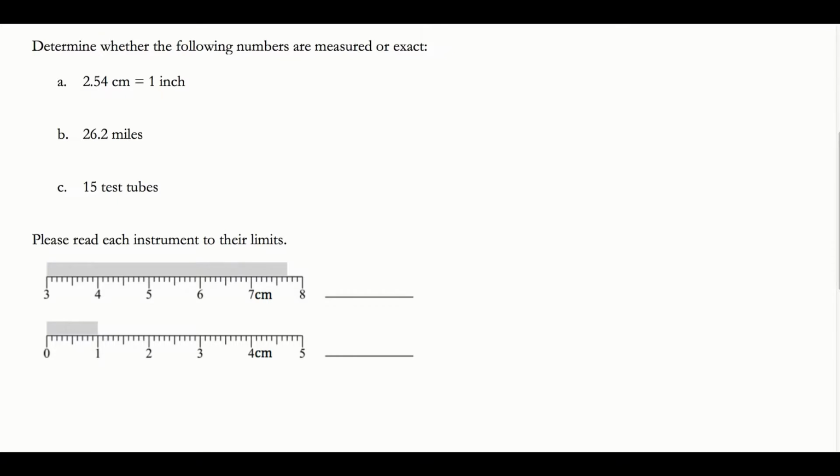So here I tell you 2.54 centimeters equals 1 inch. That is a relationship I am giving you. You are not measuring that. Therefore, that value is going to be exact.